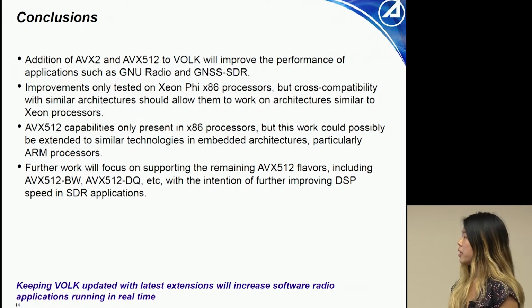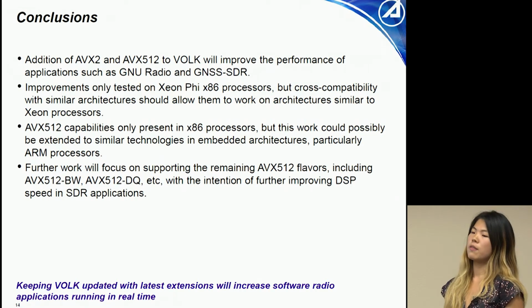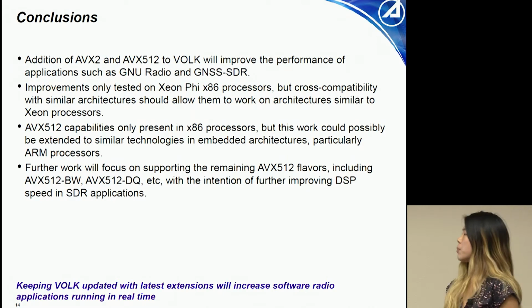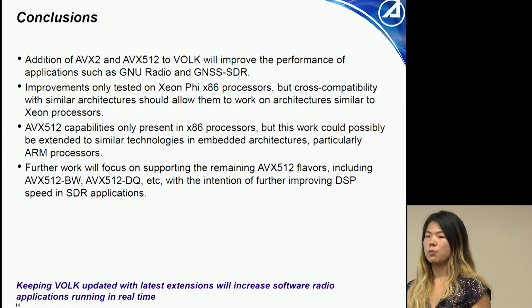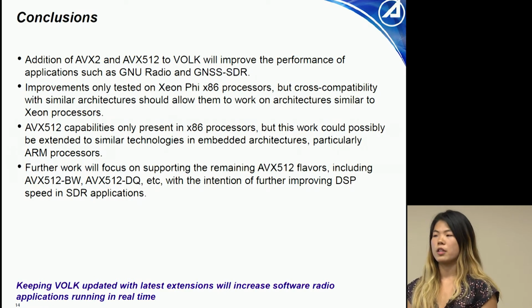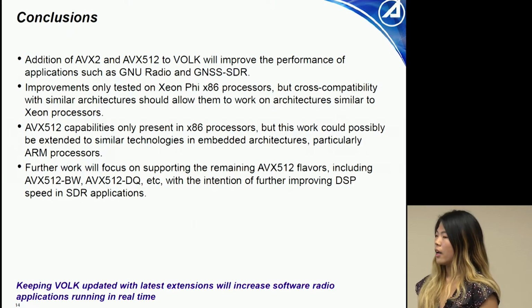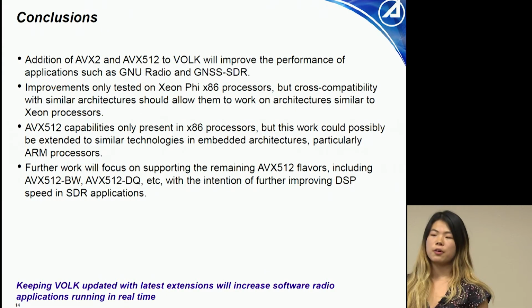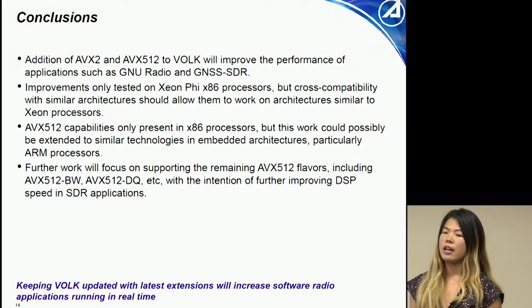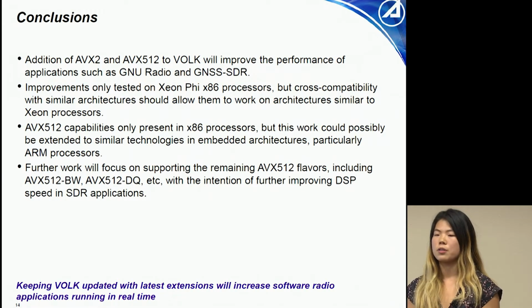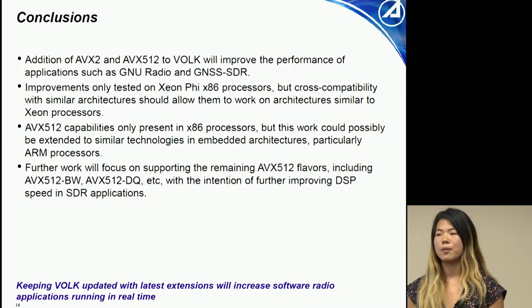We also postulate that because AVX512 is only available on x86 processors, we could do something similar with extensions for other architectures like ARM. Further work on this project will focus on adding the other AVX512 subsets, like AVX512BW or DQ, and being able to add AVX512 to all of the VOLK protokernels and hopefully see great improvements there.